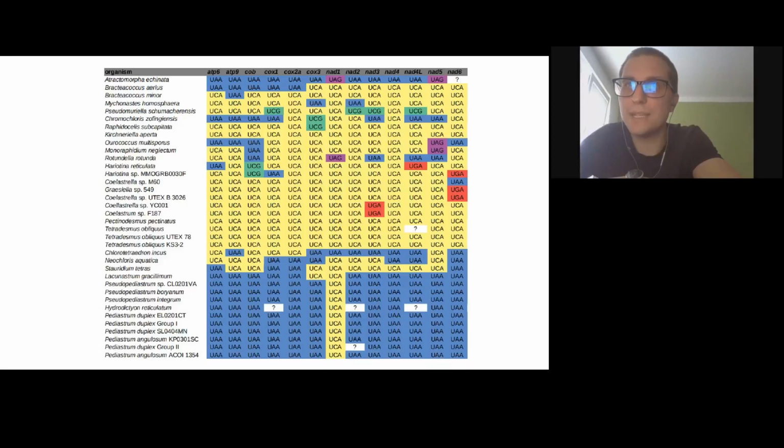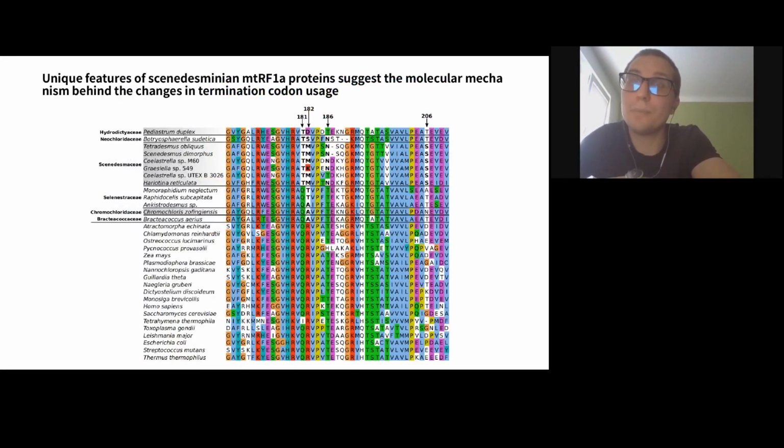So it basically seems that mitochondrial release factor 1 in this group of algae is kind of able to mimic the behavior of release factor 2. And that's really interesting. And the last thing, which probably nobody ever asked before, is how is it possible that this release factor is able to recognize alternative stop codons?